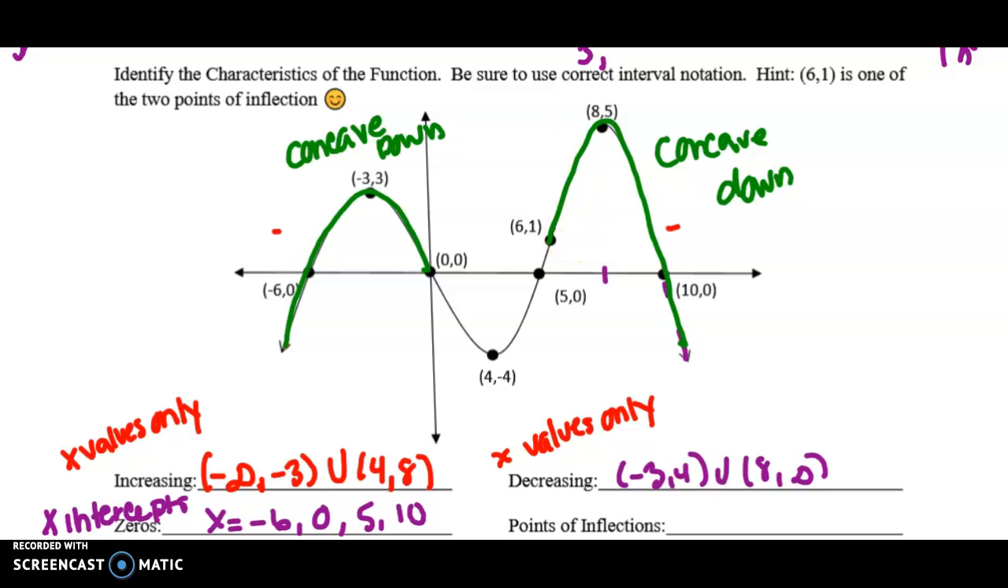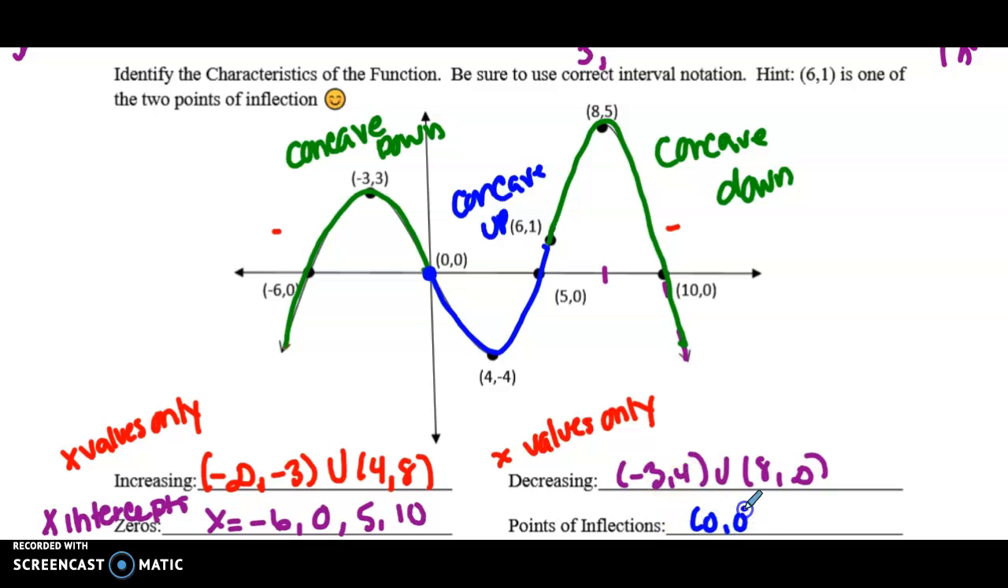Now, concave up is a little bit different. Concave up, I think of as drinking out of a cup. So here's the cup that I can drink out of, and this is concave up. Now your points of inflection are going to be where we change from concave down to concave up. So notice right here, this point is where I went from concave down to concave up.